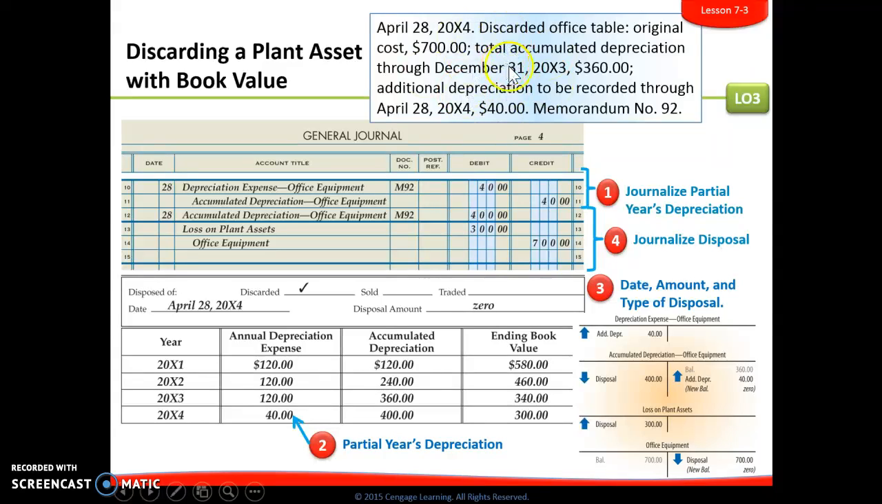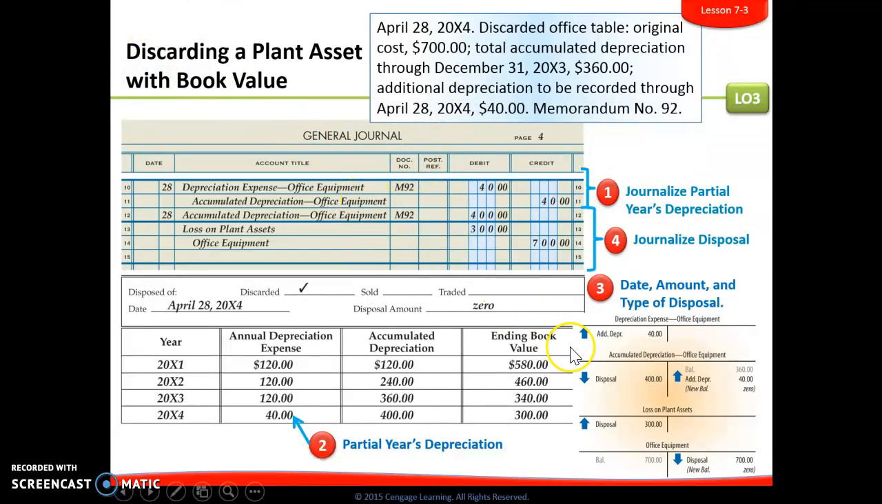Okay, let's look at this. I should have put this up first. On April 28th, it says that we discarded an office table. It was originally $700. The total depreciation was $360. Additional depreciation needs to be recorded through April 28th. So that's what we did here, that first transaction.